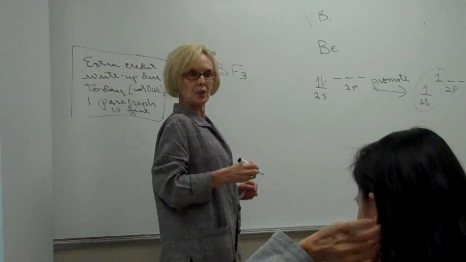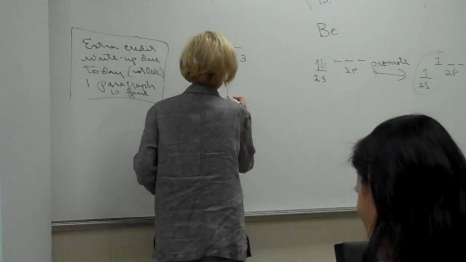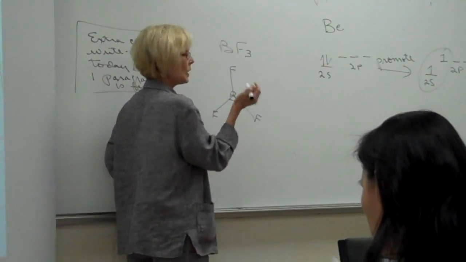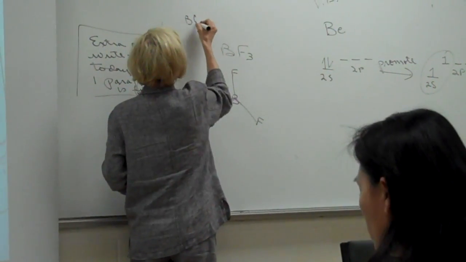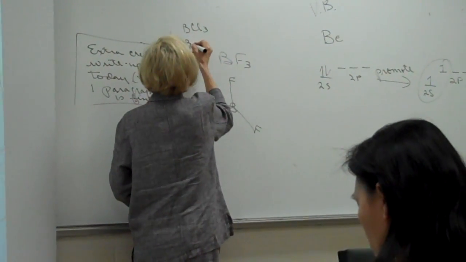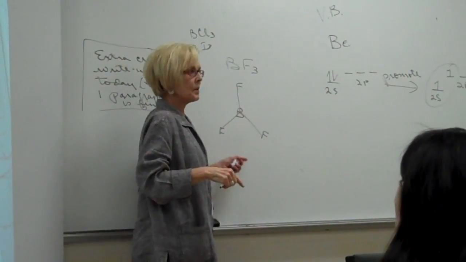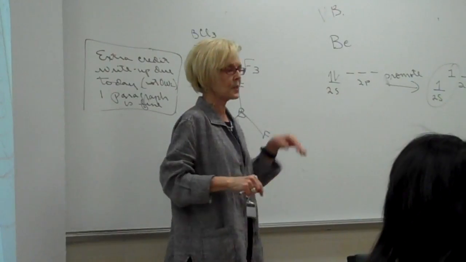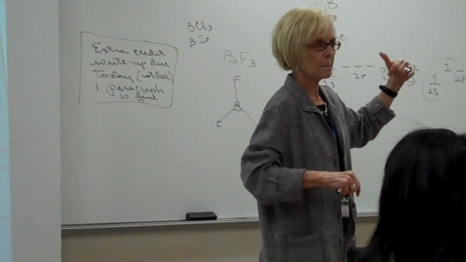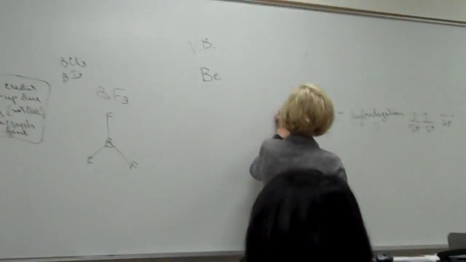Now, let's go onward here. We did BF3 using the VSEPR theory. We could have done BF3, BCl3, BI3. All of those would have come out to be the same. And the VSEPR theory for this one told us trigonal planar. What would those bond angles be? 120. Now, that was from the VSEPR theory.